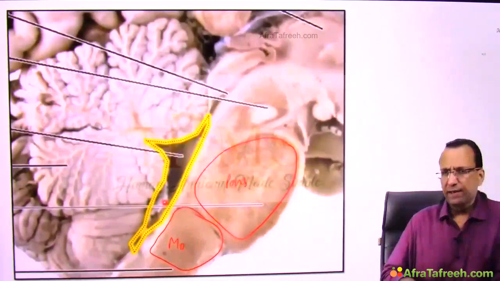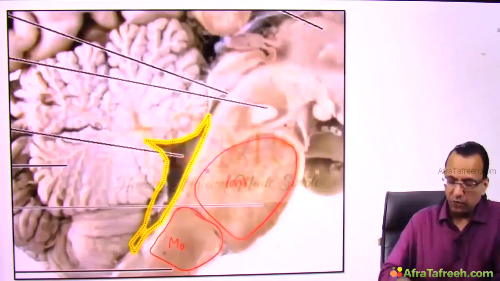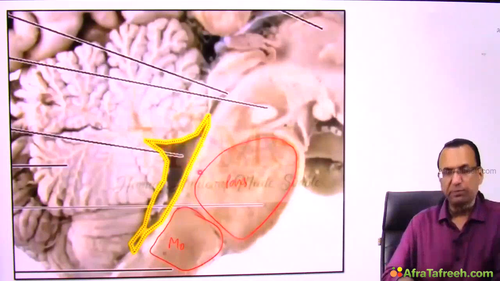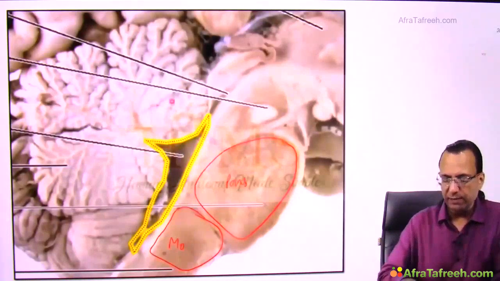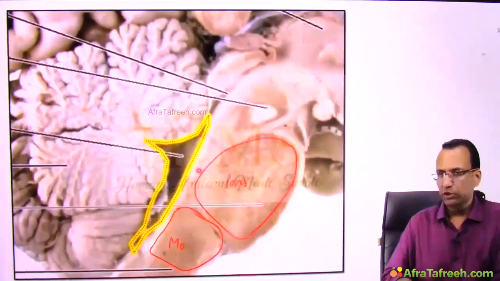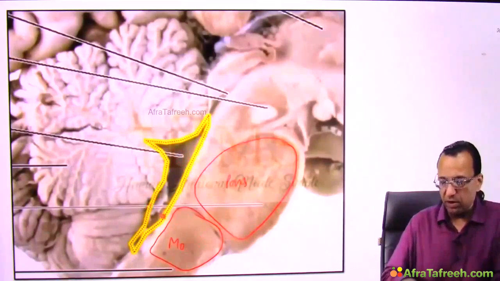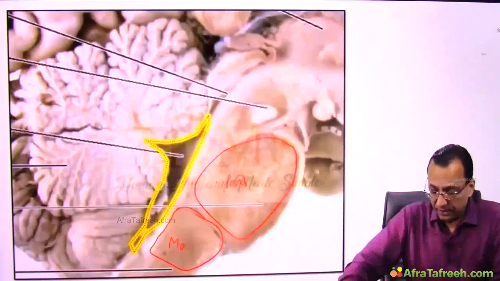Let us do one thing. We will now remove the cerebellum from the posterior view and look at the floor of the fourth ventricle from the posterior view. After removing cerebellum by cutting the peduncles, we are going to look at the floor of the fourth ventricle from the posterior view, so that you can look at dorsal view of the pons and dorsal view of the medulla oblongata. Let's do that.